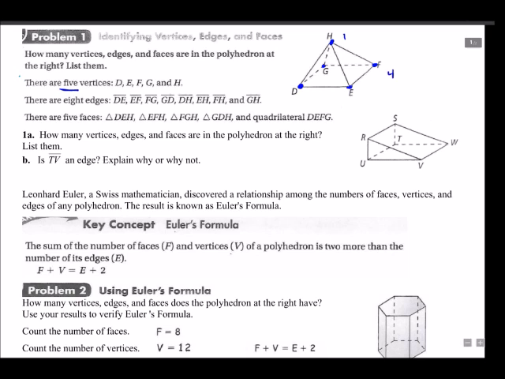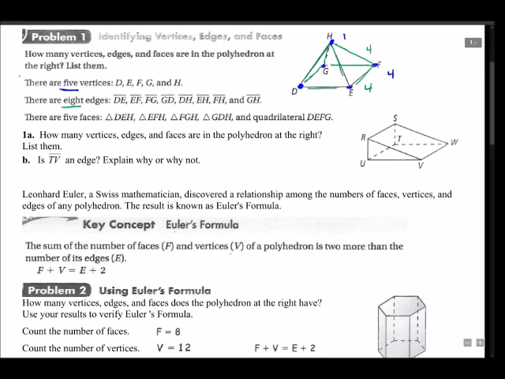Okay, edges. Again, the best way to count edges is to go around the top, then go around the middle and go around the bottom, or vice versa, work your way up from the bottom. But you need to pick an edge and then work your way around. So we have 1, 2, 3, 4 around the bottom. And now we're going to go around the middle here. 1, 2, 3, 4 around the middle. So that's going to give us 8 edges. Those are segments, so they are named as segments.